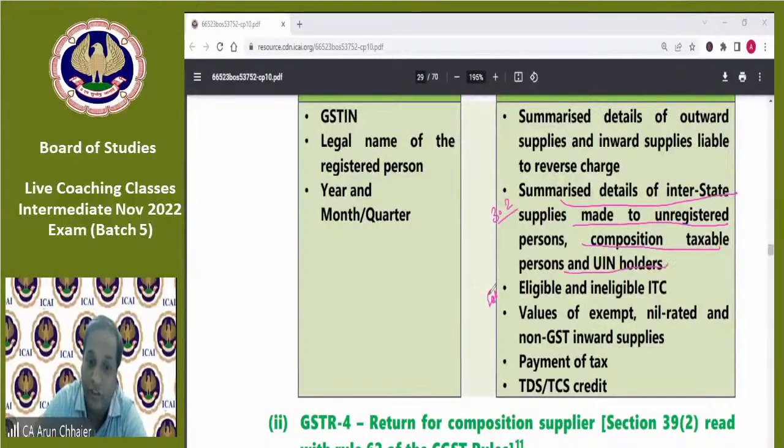Then table 4 is talking about eligible ITC and ineligible ITC. Table 5 is talking about value of exempt, nil rated and non-GST inward supplies. Fine. Then next, table 6 is talking about the payment of the taxes, and last is the TDS or TCS credit received. So these are the contents.